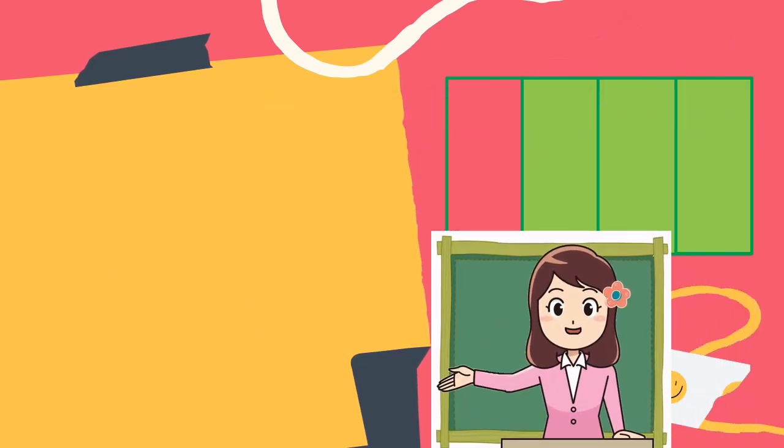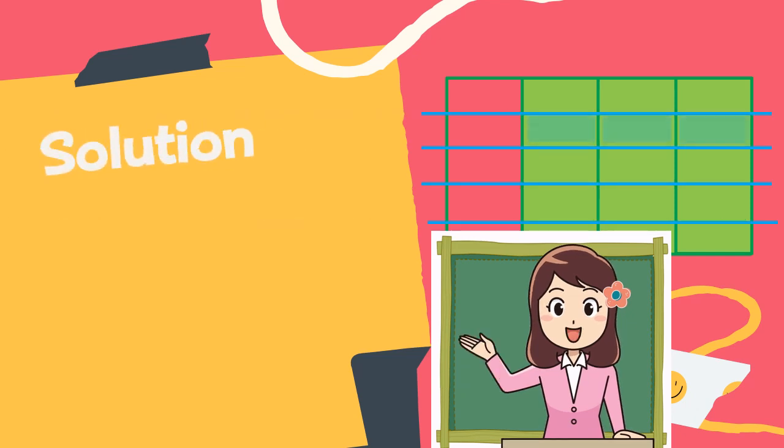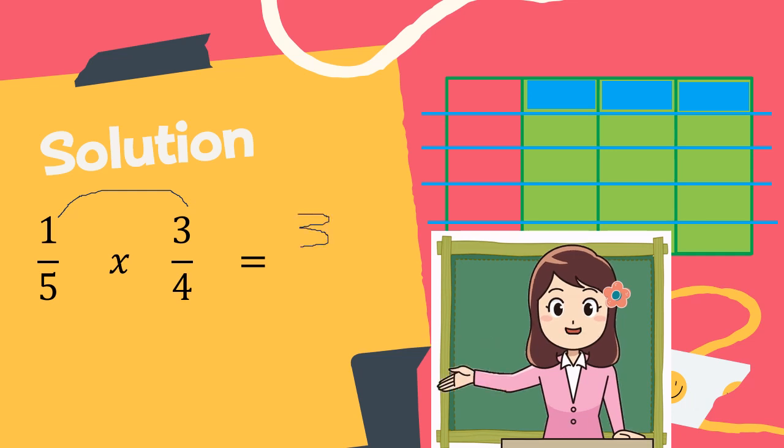This time, let us show the solution using fractions without the illustration. So that is 1/5 times 3/4. To do that, multiply both the numerators. That is 1 times 3. The answer is 3. Next, multiply the denominators. 5 times 4. That is 20.